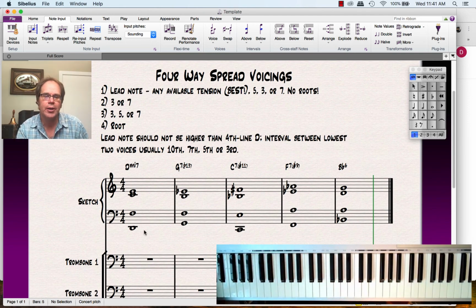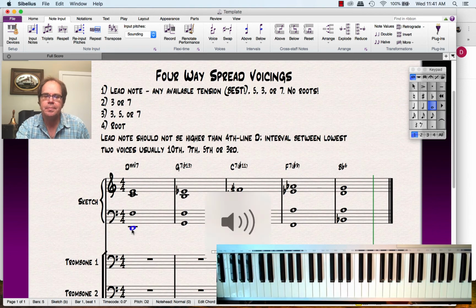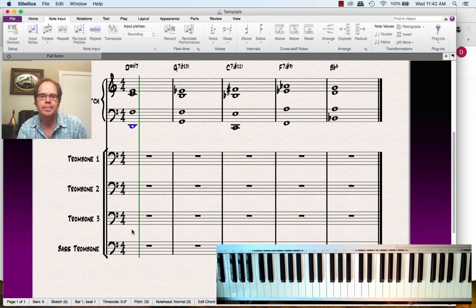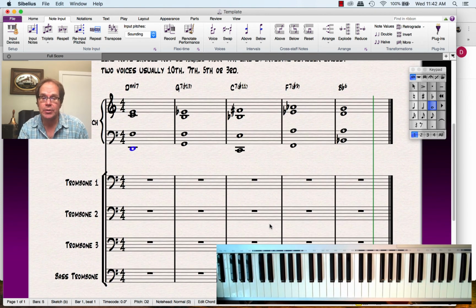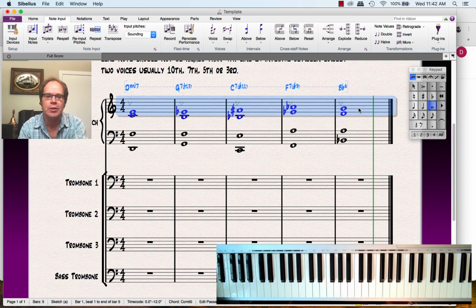So let me play the whole progression from the top. Make sure we have enough volume here. Here we go. And that sounds really nice, right? You can imagine. As a matter of fact, let's not just imagine. Let's explode this out into the 4 trombones so we can hear what that sounds like in context. And I've been playing around with the explode function, and I've kind of got it figured out.